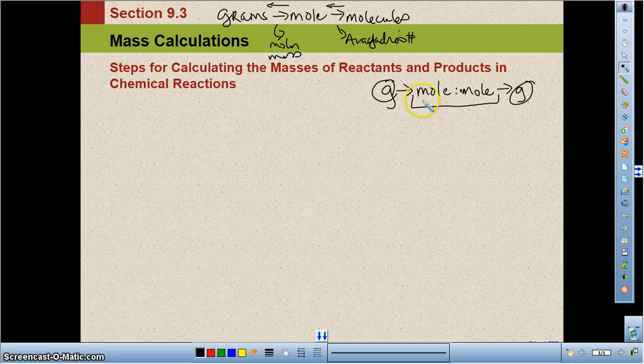Now, the cool thing about this is that if my problem says I have moles of reactants and I want to go to grams of product, I still do a mole-to-mole ratio, but then I can go ahead and turn moles of product into grams. So I can start by giving grams and go all the way to grams as a product. The best way to do these is to look at a couple of examples.